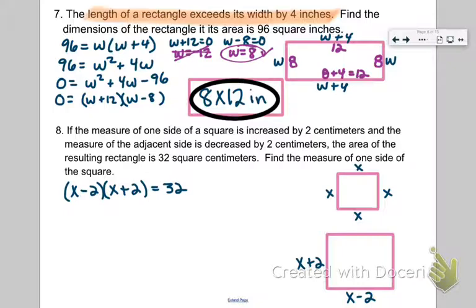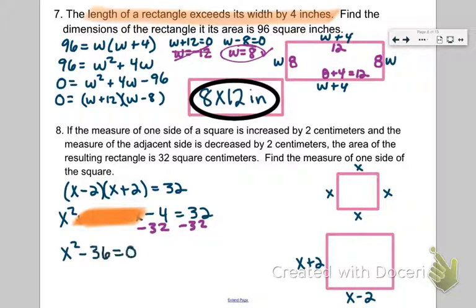Just like number 6, we are going to have to FOIL because we don't have 0 on one side. So we got x squared plus 2x minus 2x minus 4 equals 32. Combine our like terms in the middle, and they actually cancel each other out. Positive 2x and negative 2x will just cancel each other out. Subtract 32 from both sides. We get x squared minus 36 is equal to 0.